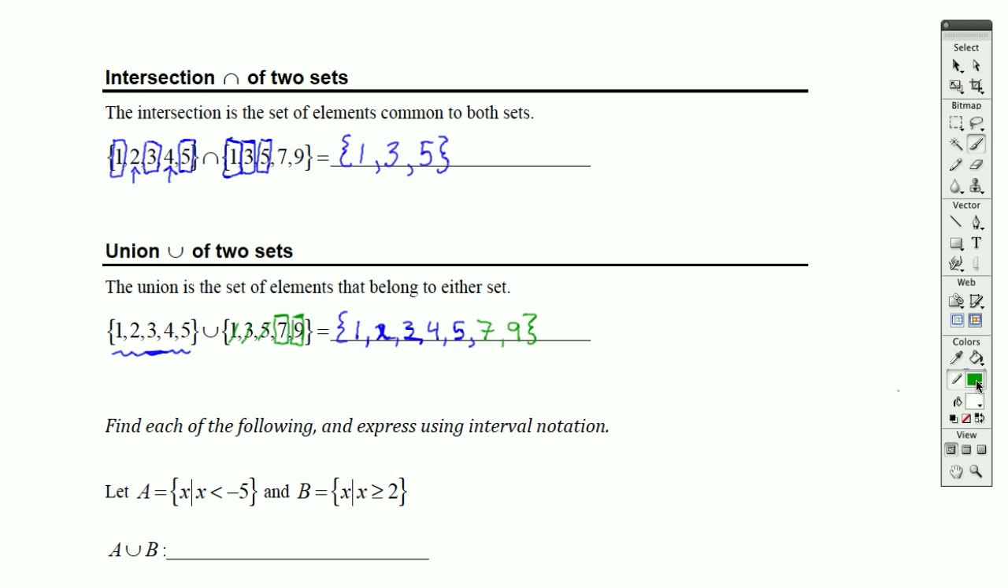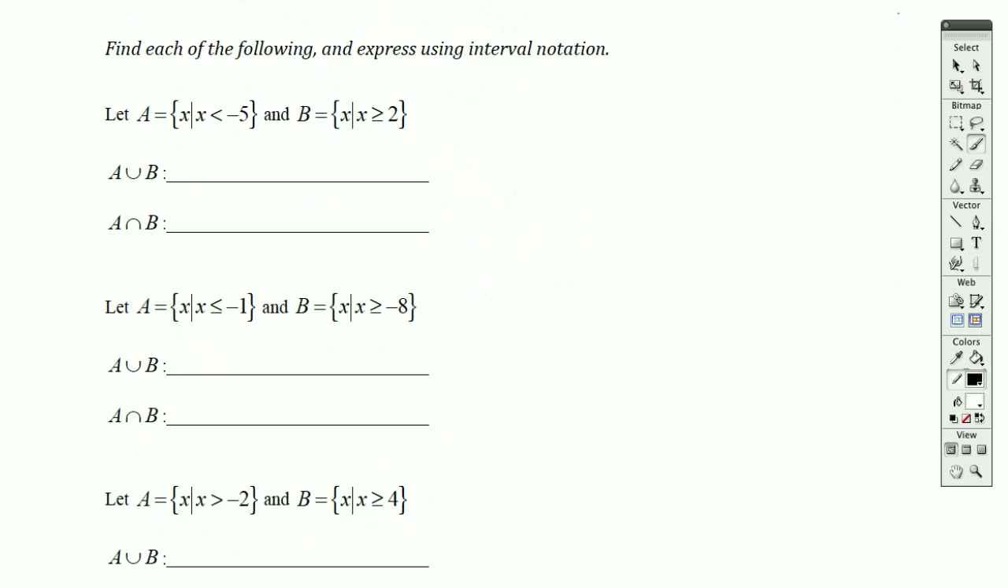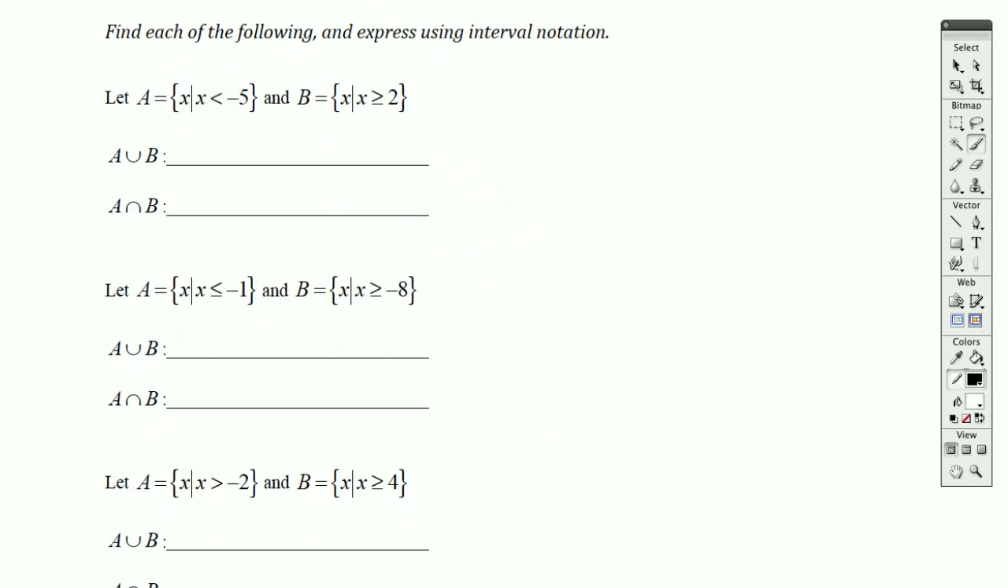So when we're taking an intersection or a union of discrete sets, it's simply a matter of listing the elements in this way. The definition is the same for continuous sets, but the way we find them will feel rather different.